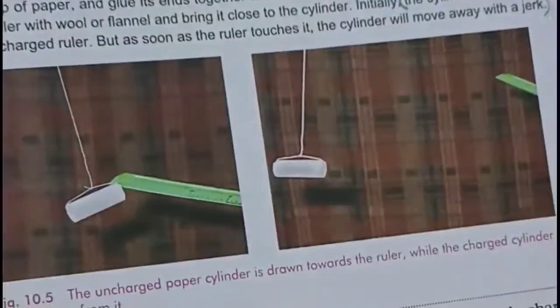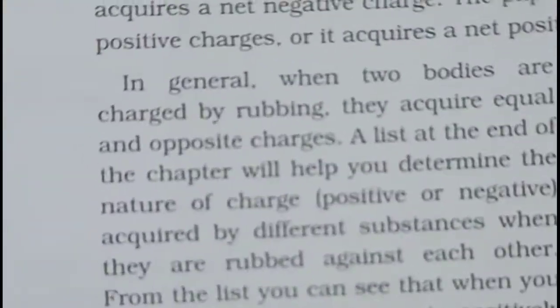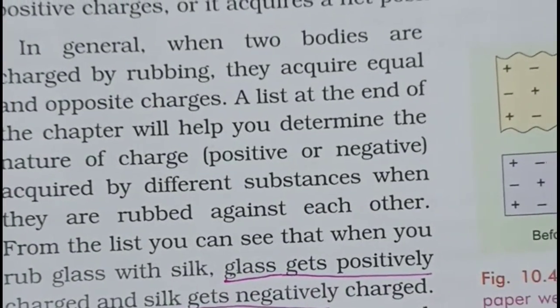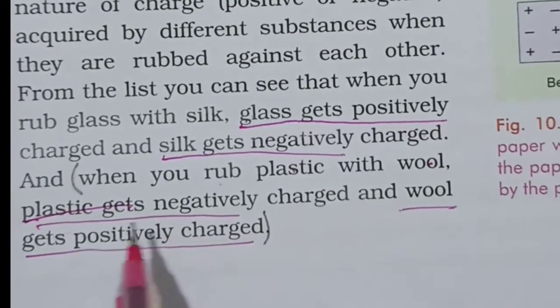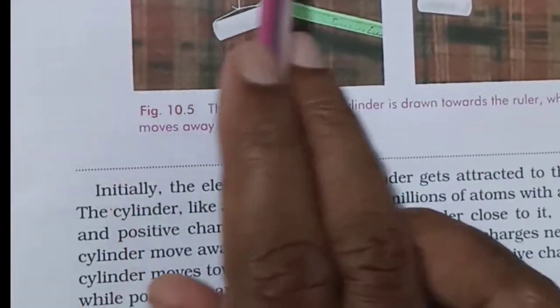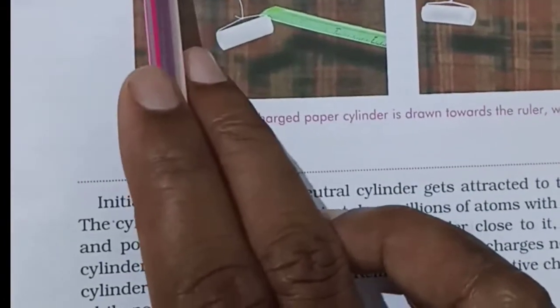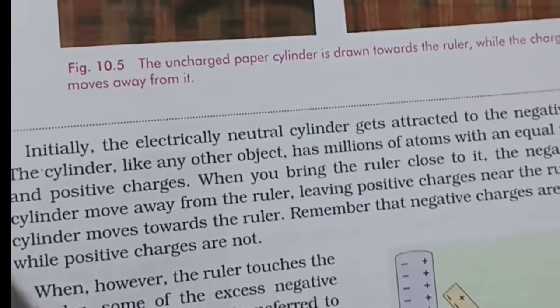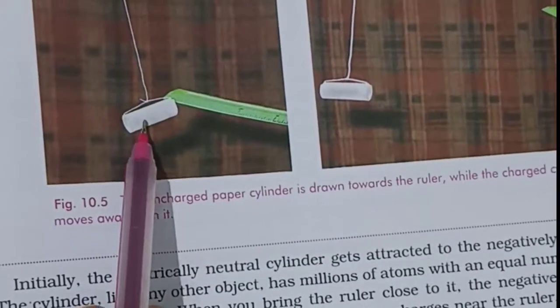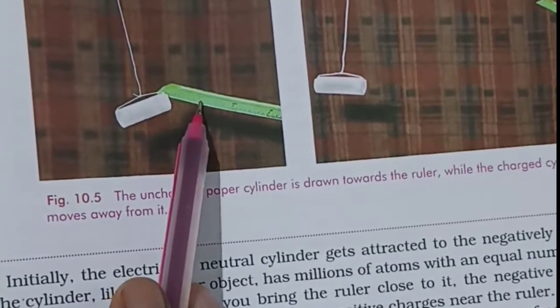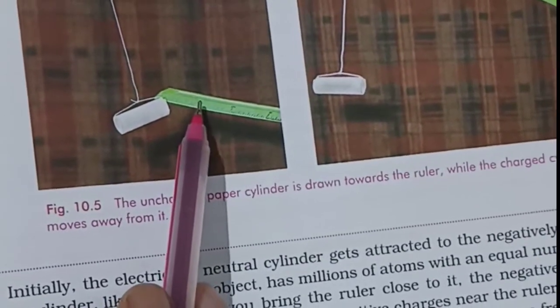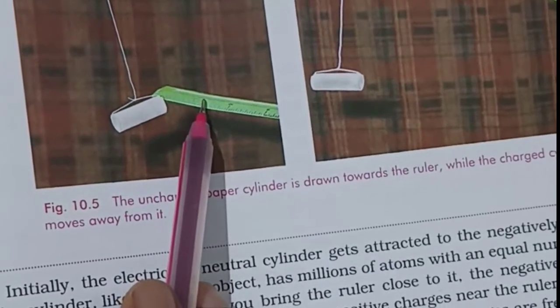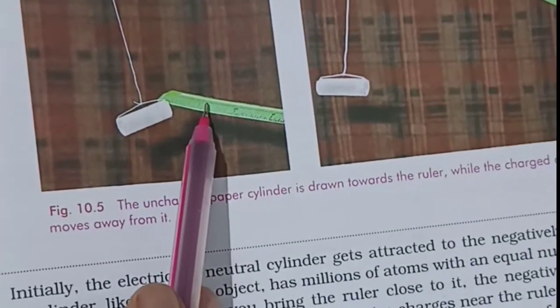We have studied on this page that when we rub a plastic over wool, the plastic gets negatively charged. So when we rub that plastic over the wool, the plastic gets negatively charged, and it so happens that this piece of paper gets attracted towards the plastic, this ruler which is negatively charged.